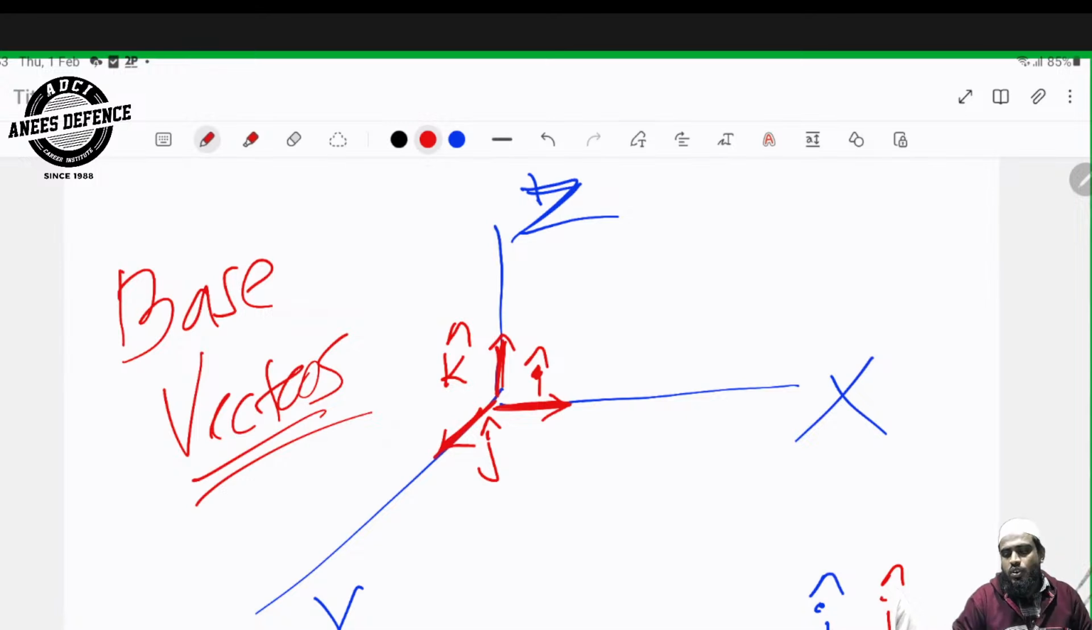Through the X, Y, Z coordinates, we are representing the corresponding unit vectors I, J, K, and I, J, K are known as base vectors. And the three, I, J, K, are always perpendicular to each other. They are mutually perpendicular. I is perpendicular to J, J is perpendicular to K, and K is perpendicular to I also.